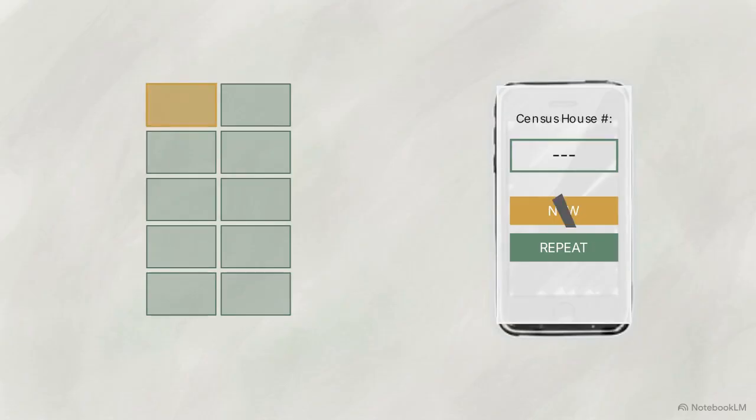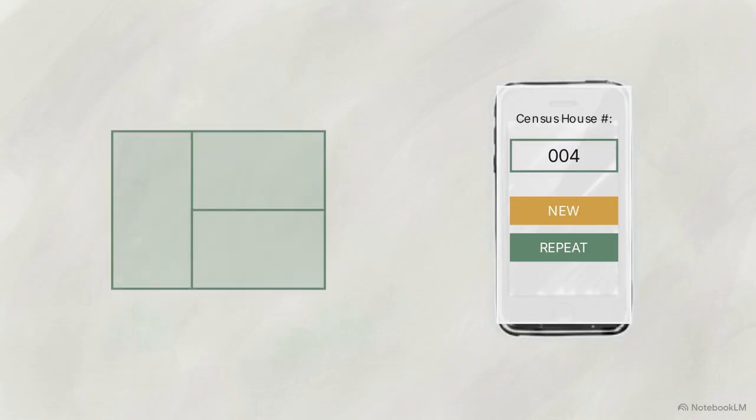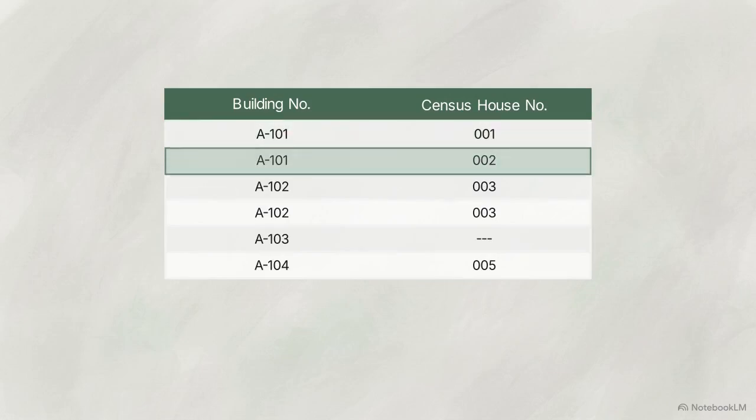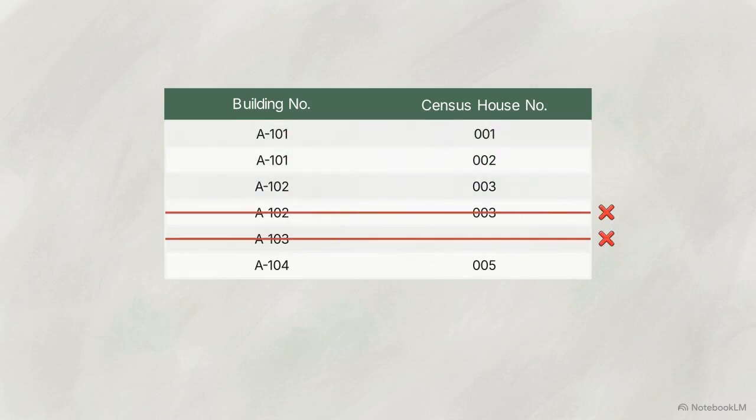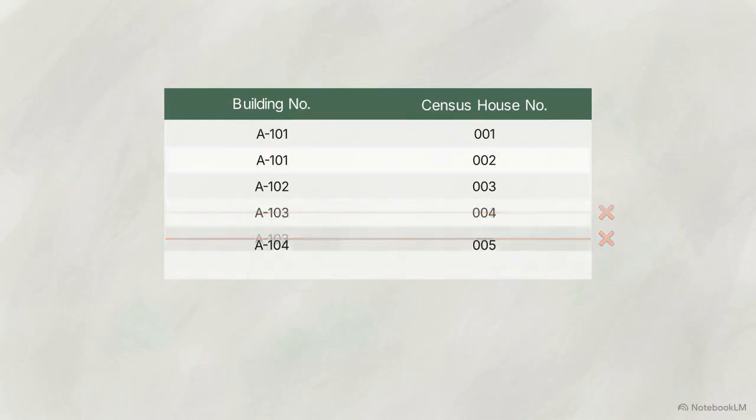Assigning a census house number requires choosing New or Repeat. Select New for independent living spaces with separate ownership, like 10 separate flats needing 10 new numbers. Select Repeat only when multiple families share the exact same physical space and ownership. Applying this numbering logic correctly guarantees an accurate count. It ensures the national record does not double count populations or accidentally erase distinct households.